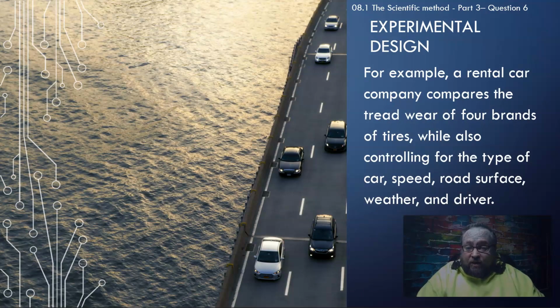So experiments. For example, say a rental car company compares tread wear of 4 brands of tires while also controlling for the type of car, speed, road surface, weather, and the type of driver. So you can see they're varying the type of actual tires. That's your independent variable in the manipulation. You'd have separate groups for those. Between all those groups, you keep consistent the vehicle, speed, and all these things that would also have an effect on that. And so it's very important for the design that you define that beforehand to strengthen your argument.